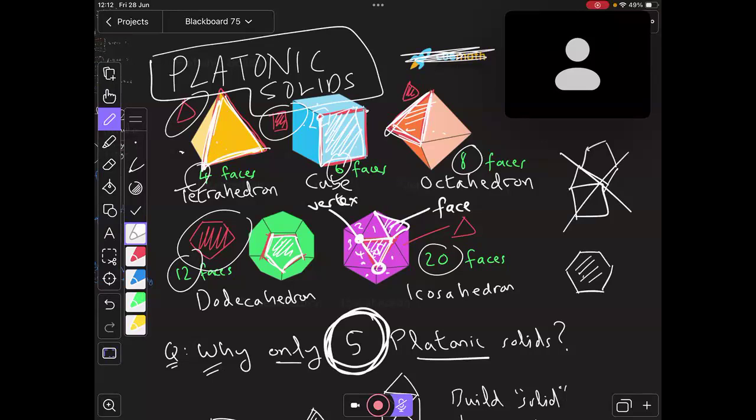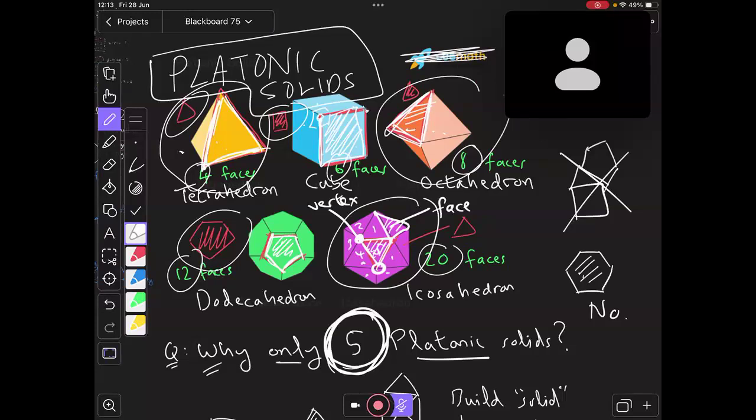The answer is you cannot. So no for hexagons. But why? How do we know that's true? And even if we only allow for triangles, for example, we know we can build the tetrahedron from triangles, the octahedron from triangles, and the icosahedron from triangles. How do we know there is not some other solid shape that we can also build from triangles? The answer is no. There are only 5, and these are the 5. But why? Before we go any further, do people understand the question?